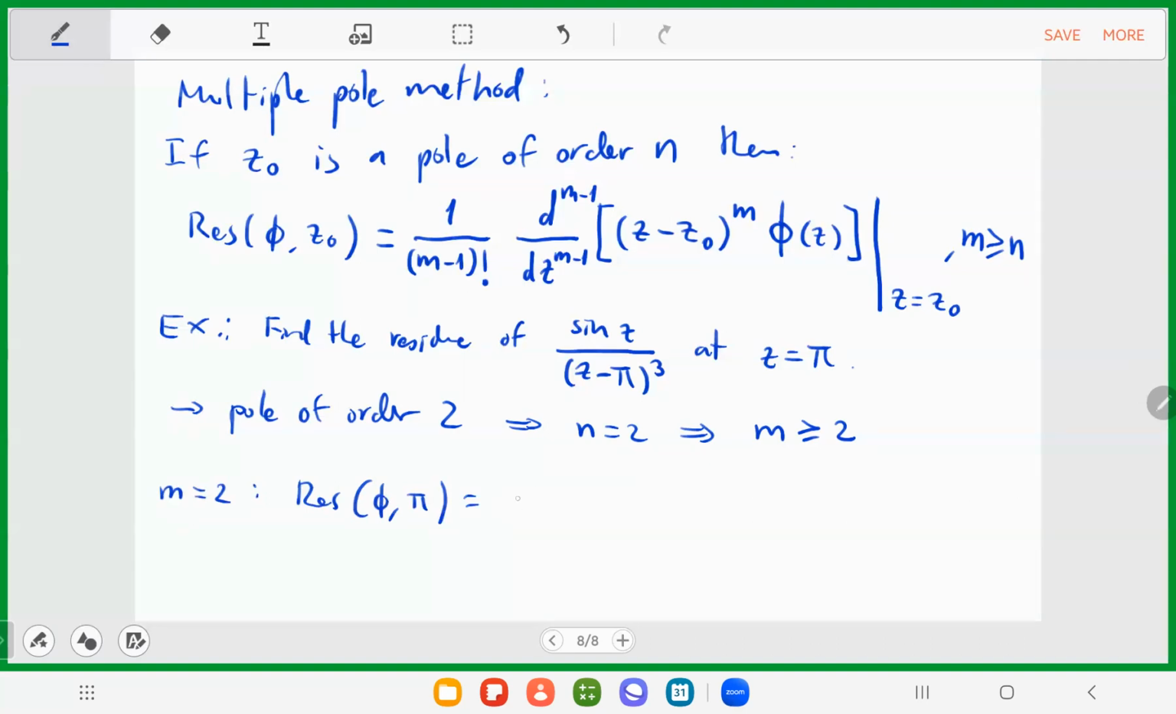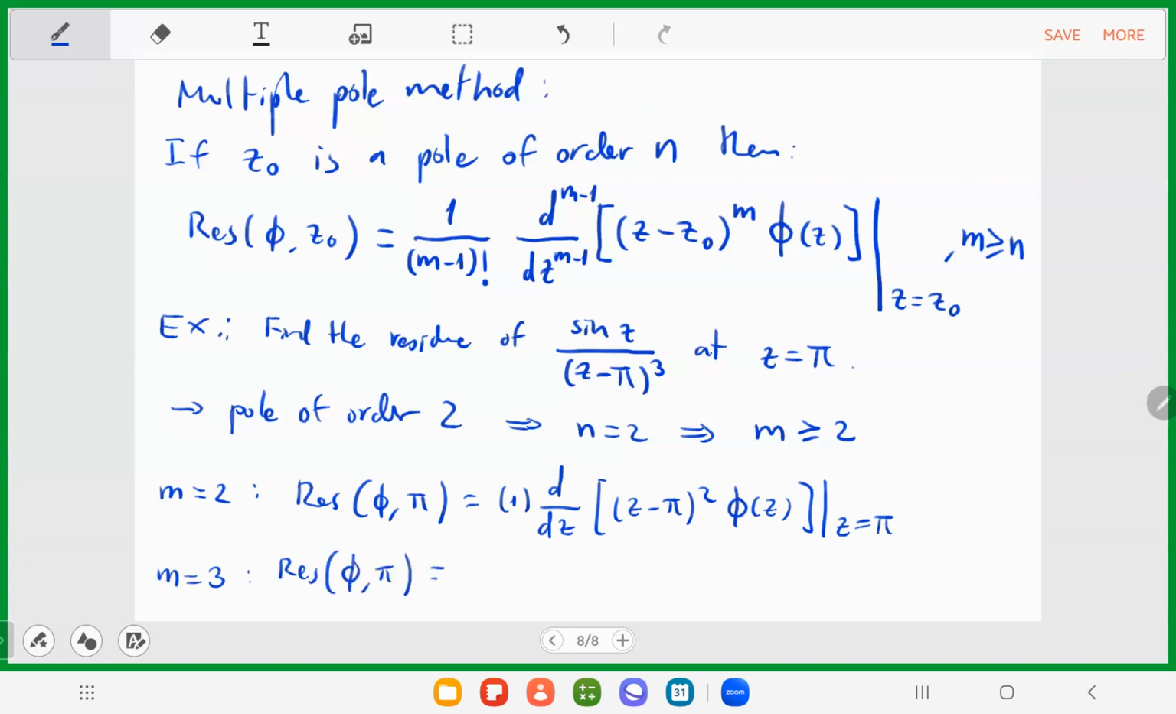In this case, the residue of this function at pi would be, just substituting, 1 divided by the factorial of 1, which is just 1. And then we'll have the first derivative of (z minus pi) squared times phi, evaluated at z equal pi. Now, if you do it like this, you will have the derivative of the sine of z divided by z minus pi, which is okay, but it's a bit longer than if you use m equal 3. So this is a case where taking m equal 3 makes the solution a little bit easier to find, even if you need to find a second derivative.